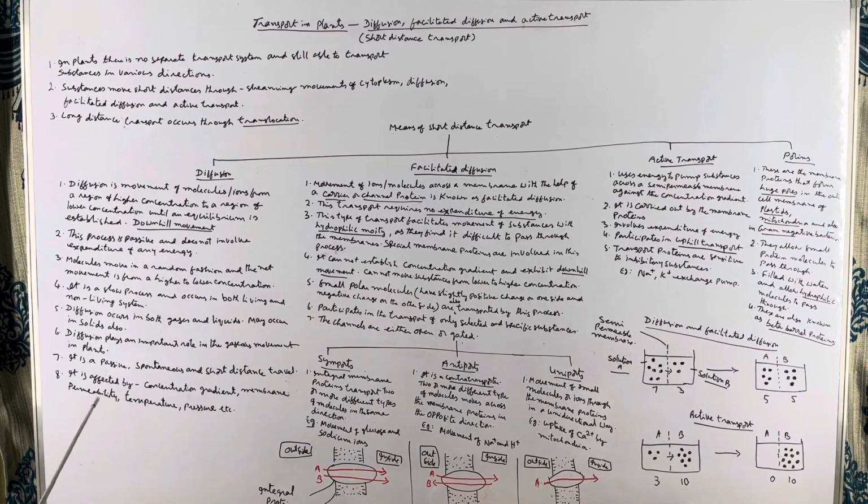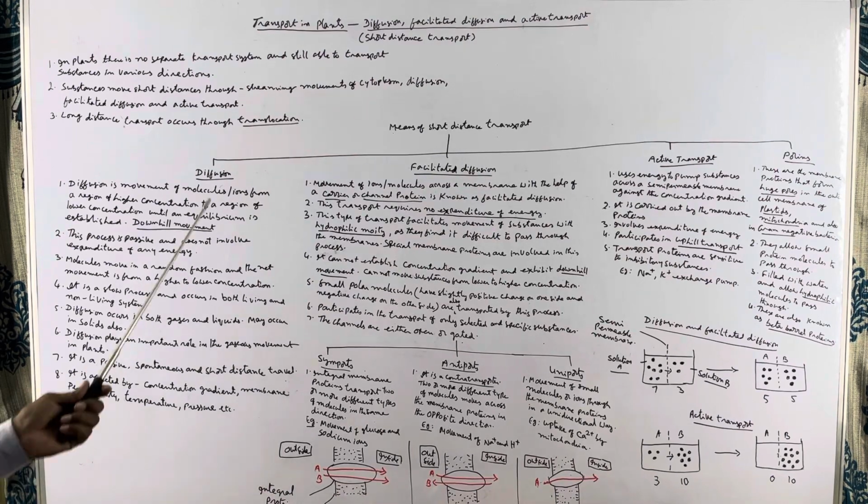Then, in plants, diffusion plays an important role in the movement of gases, that is oxygen and carbon dioxide. And diffusion is always a passive process and also spontaneous. It occurs automatically. And this helps in the transport of substances or molecules over a short distance. Then, diffusion is affected by concentration gradient, membrane permeability, temperature, pressure, etc.